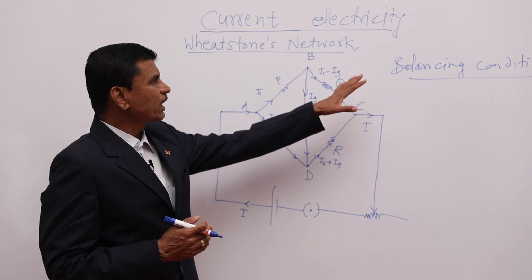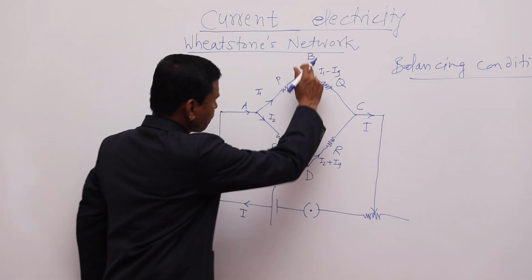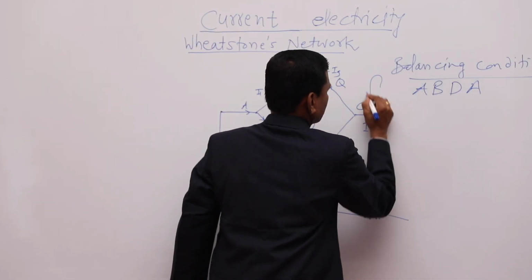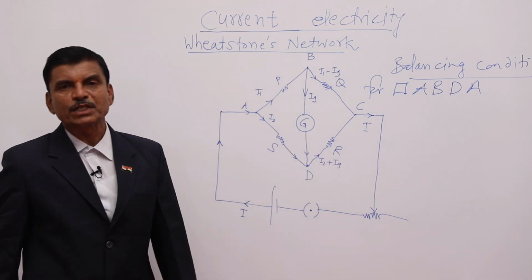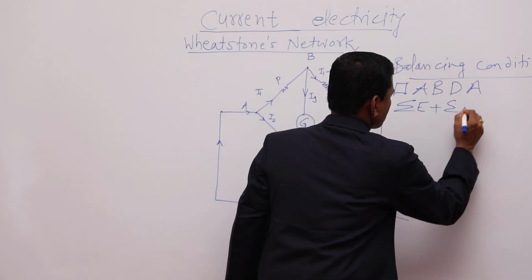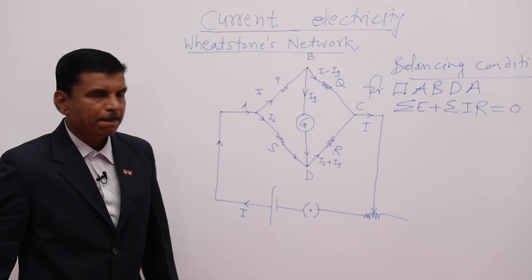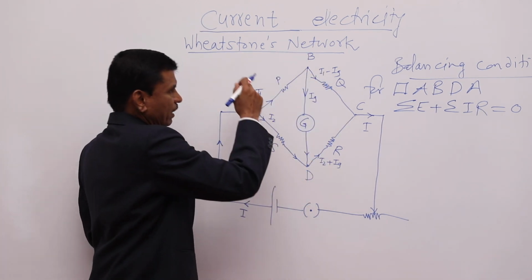Here, in order to find the balancing condition, I am taking the first loop, that is A, B, D, A. For closed loop A, B, D, A, we are using the voltage law. What is the voltage law? Summation EMF plus summation IR equals 0. Okay. So now let us travel through the loop A, B, D, A.